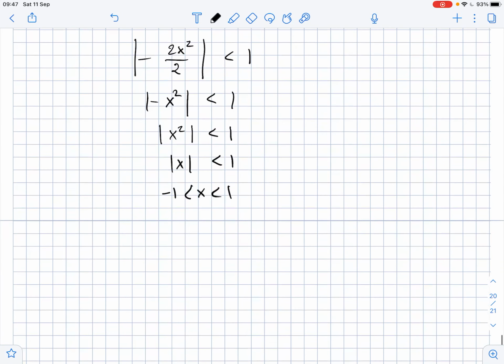And this is the radius of convergence. So the radius of convergence equals 1.